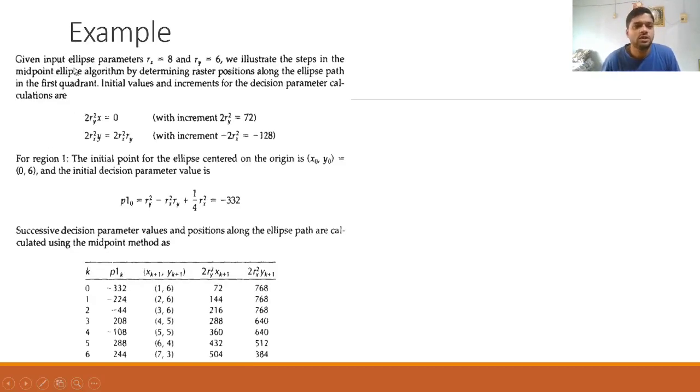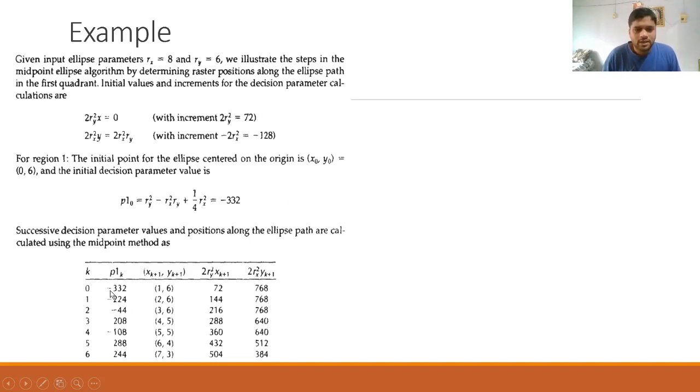So we'll take a quick example. Given input ellipse parameters rx equal to 8, ry equal to 6, we illustrate the steps. So 2 ry square x is equal to 0, and 2 rx square y equal to 2 rx square ry, with increment minus 2 rx square as minus 128. For region 1, the initial point for the ellipse centered on the origin is (x0, y0), that is (0, 6), and the initial decision parameter value, that is p10, is ry square minus rx square ry plus 0.25 rx square, which comes out to be minus 332.